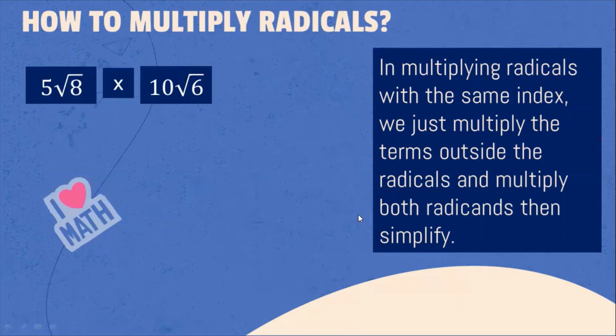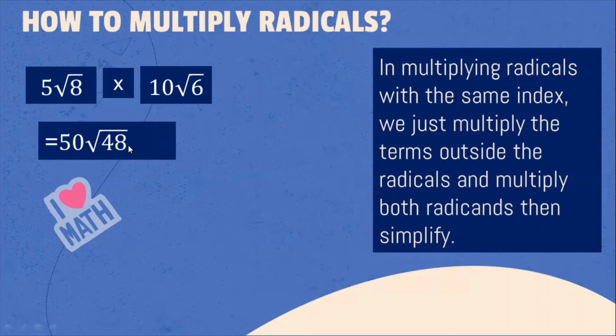Another example, 5 square root of 8 times 10 square root of 6. We multiply both terms outside the radicals. 5 times 10 is 50. 8 times 6 is 48. Can we simplify the square root of 48?